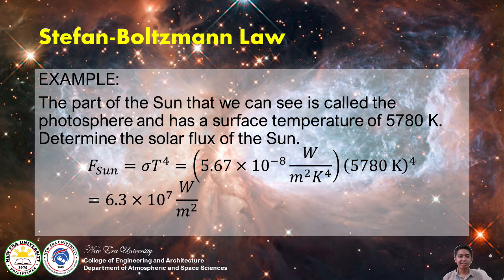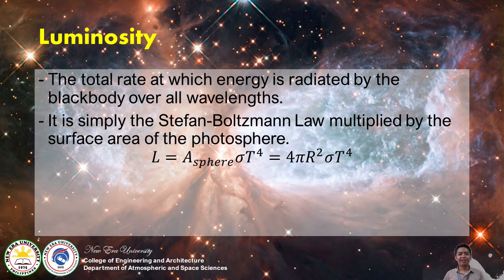Just by using the Stefan-Boltzmann equation, we substitute the values of the Stefan's constant and the temperature, so we get a total value of 6.3 times 10 raised to 7 watts per square meter. So that is the Stefan-Boltzmann's law. We discussed already what the Stefan-Boltzmann law is.